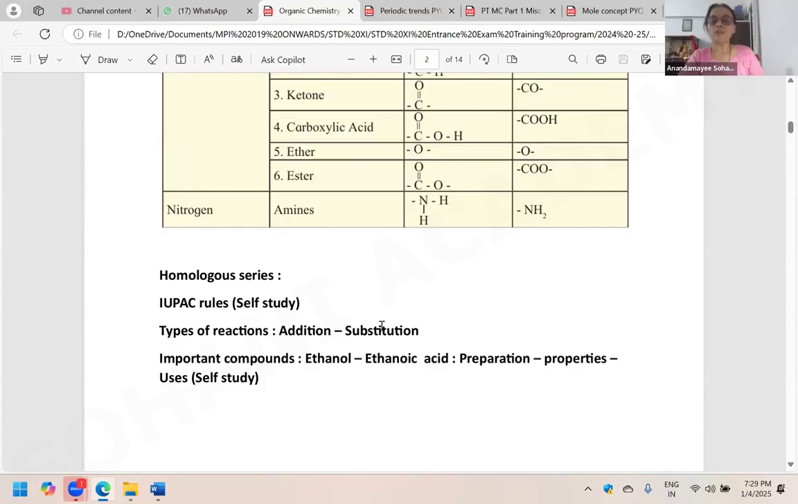saturated hydrocarbons will always undergo substitution reactions, because unless something is removed, something cannot be added. And unsaturated hydrocarbons, alkenes and alkynes, will undergo addition reactions, because by retaining the carbon chain and by retaining the existing groups, some more groups can be added to it. Now, these are the compounds again.